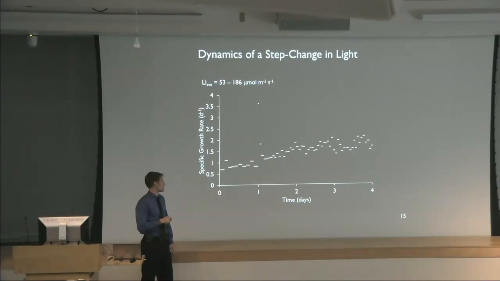And what I did is I grew the culture at a constant light intensity for a day. And then at time 1 day, I increased the light. So for all of these step change experiments, I've plotted it so that the change in light happens at 1 day. But what happens is that there's a relatively constant growth rate at the first light condition, a steady state growth. Then there's a spike in growth after the light change, followed by a depression, and then a restabilization of the growth.